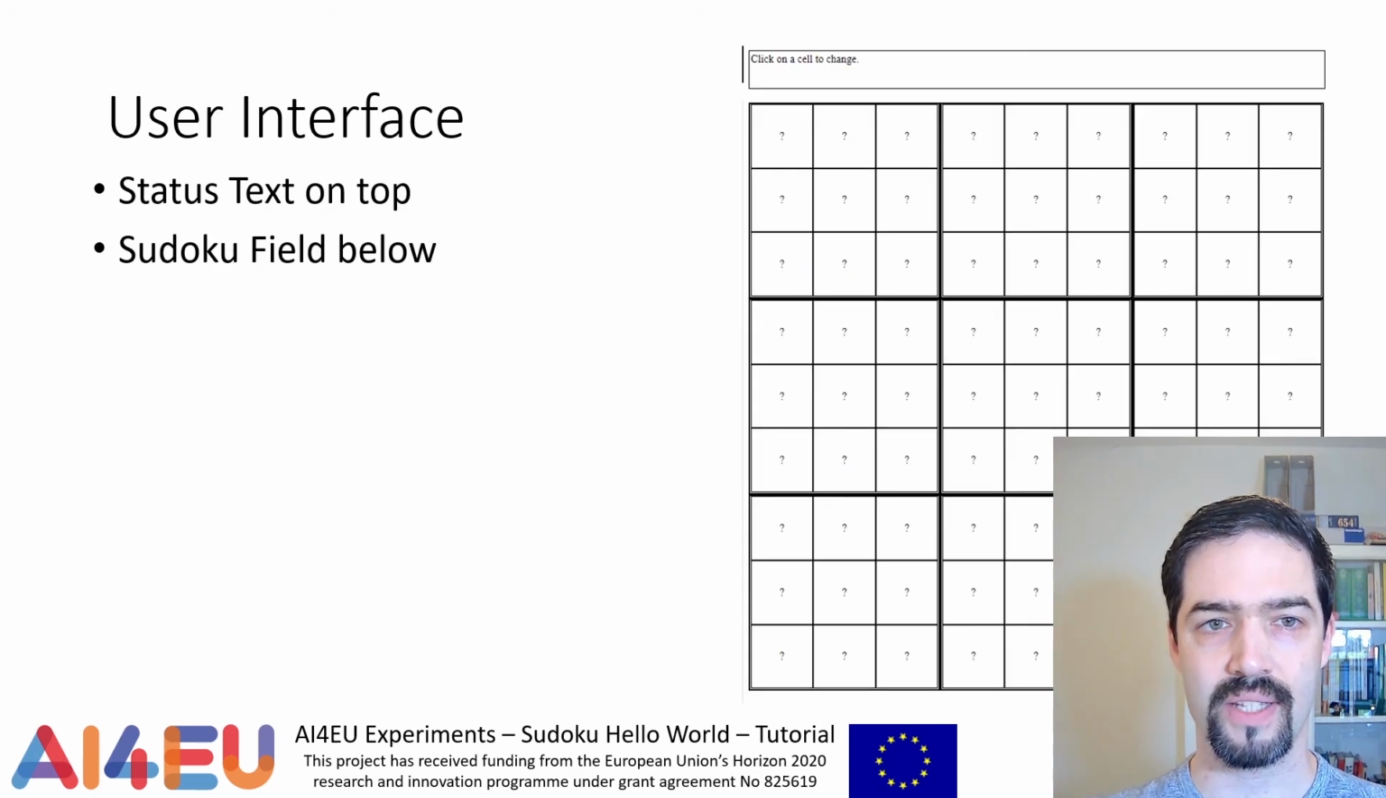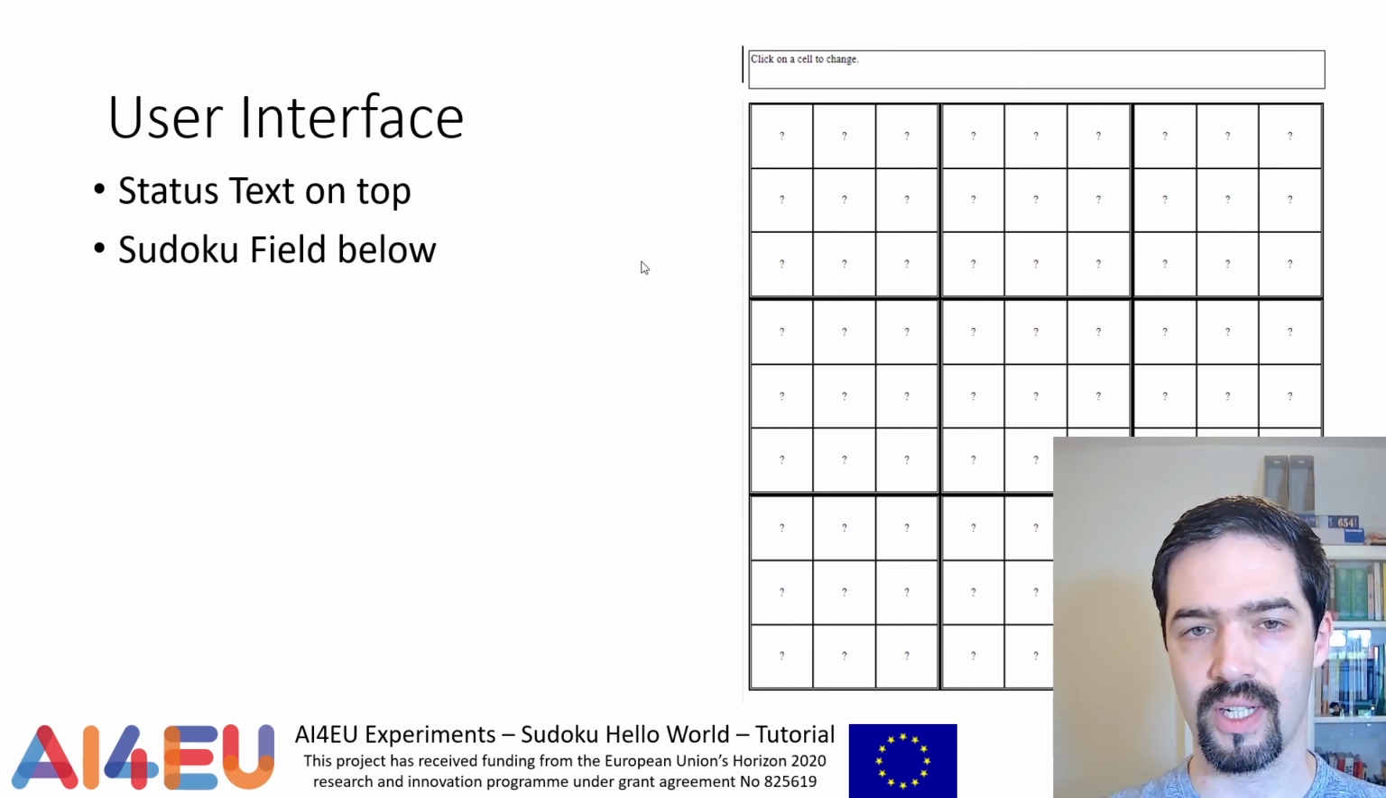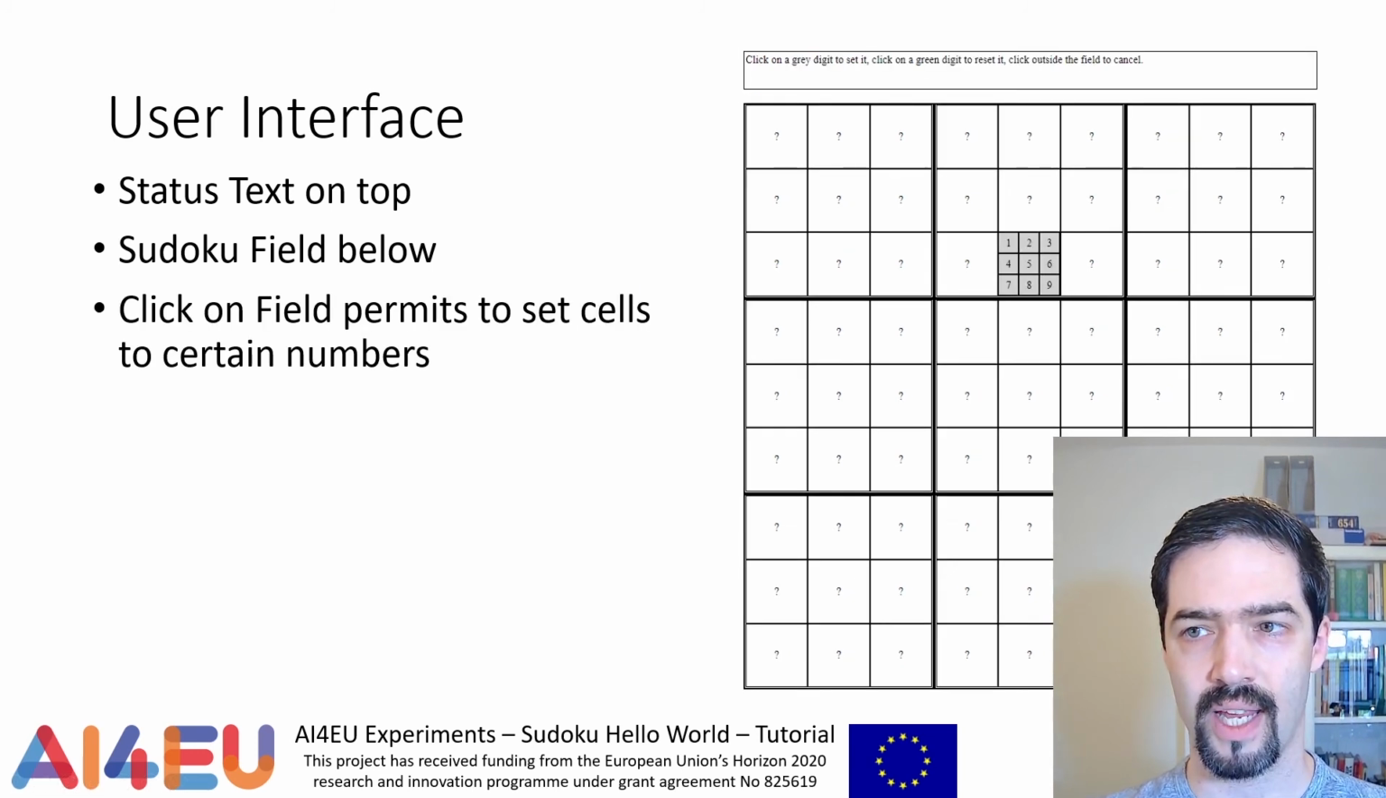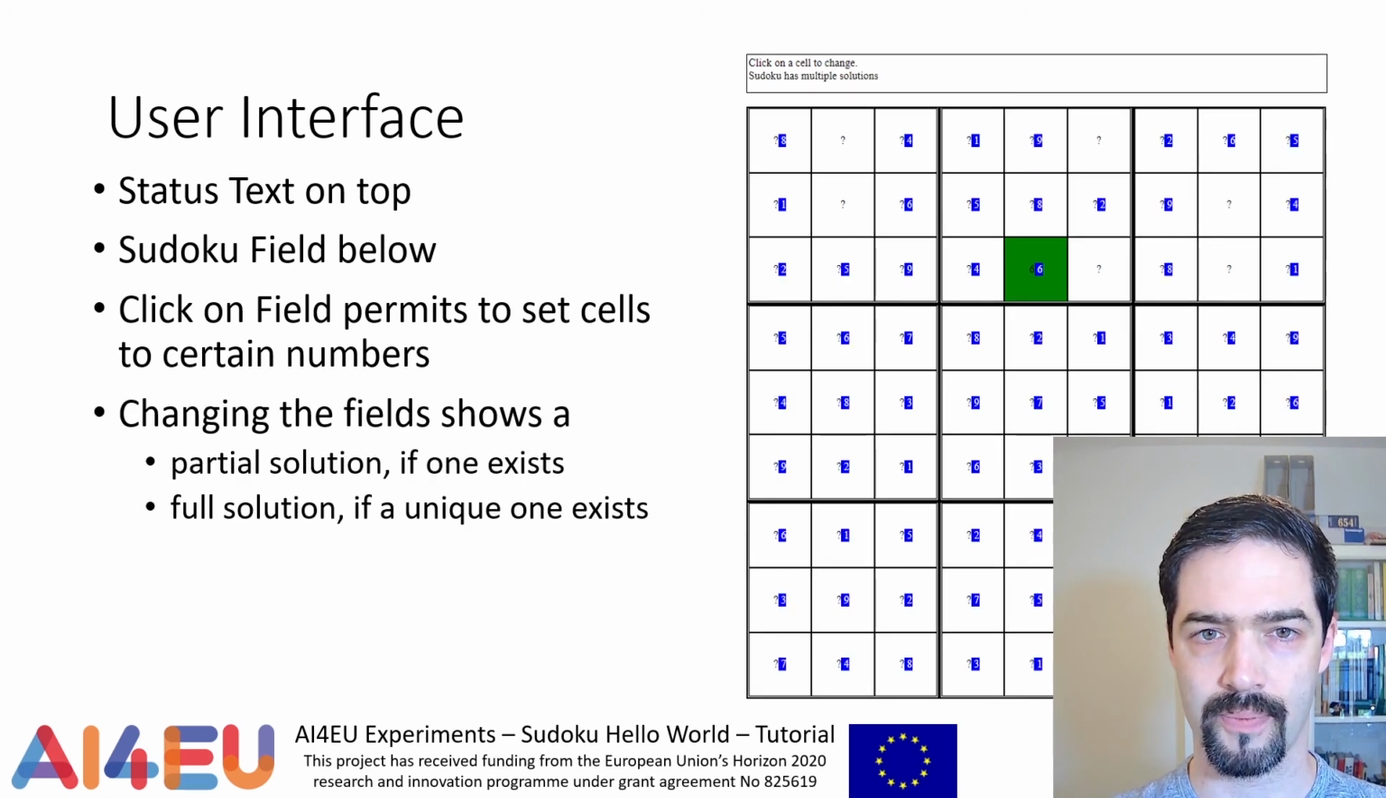The user interface of the Sudoku Hello World shows a status text on top that gives some hints what you can do, and a Sudoku field below. Question mark means it is not clear which number should go into that field. You can click on a field and set the field to a certain number, then this number has to go into that field. If you do this, an AI method in the background computes a partial solution and shows this partial solution with the blue numbers.